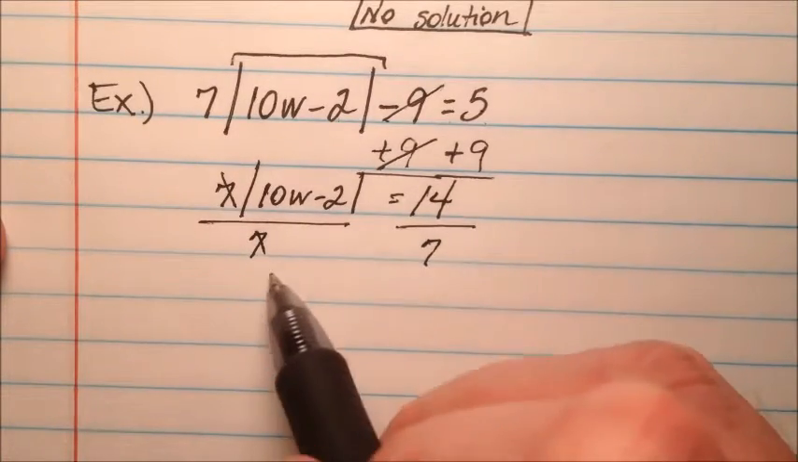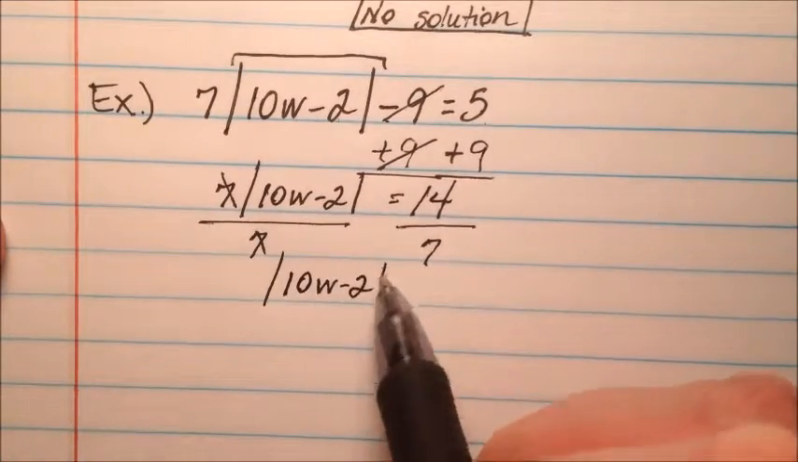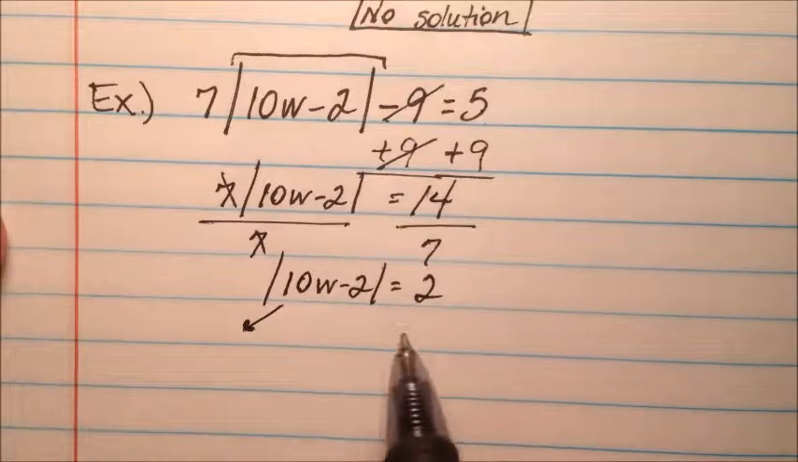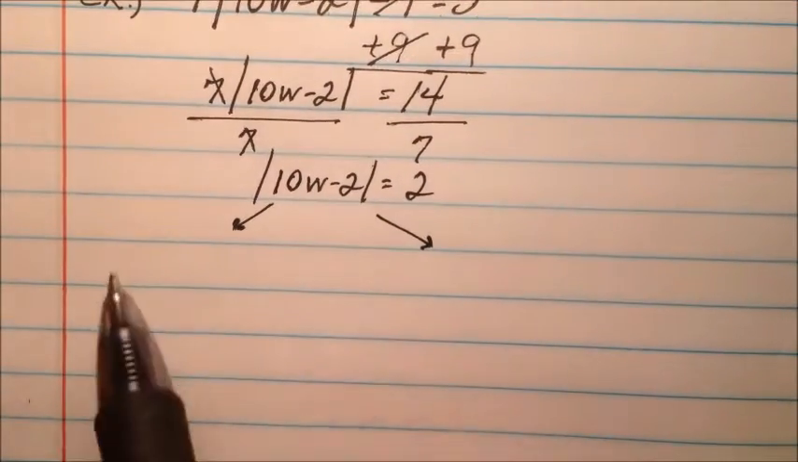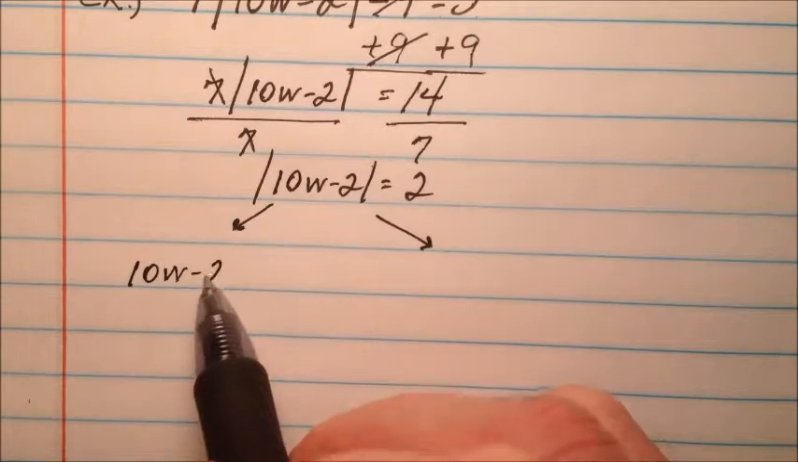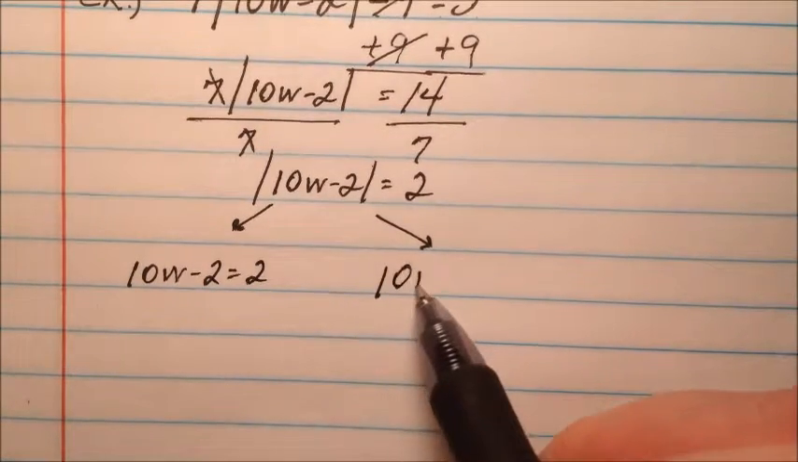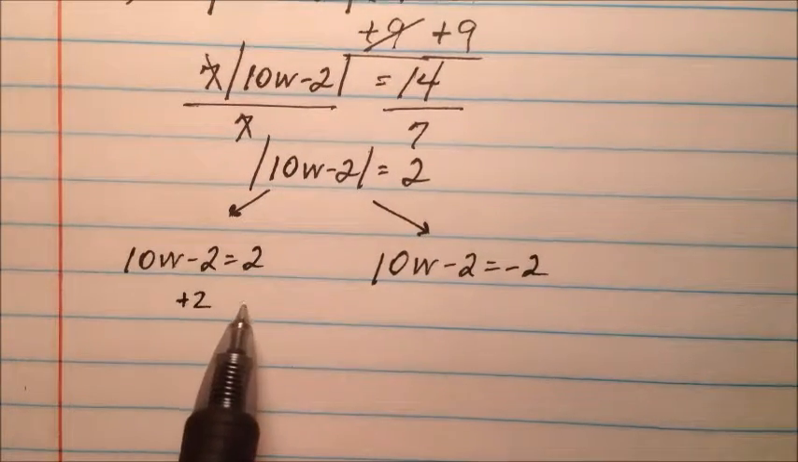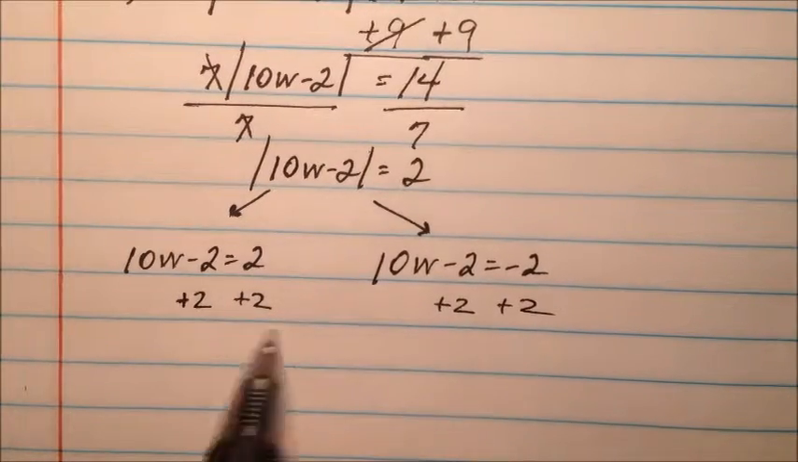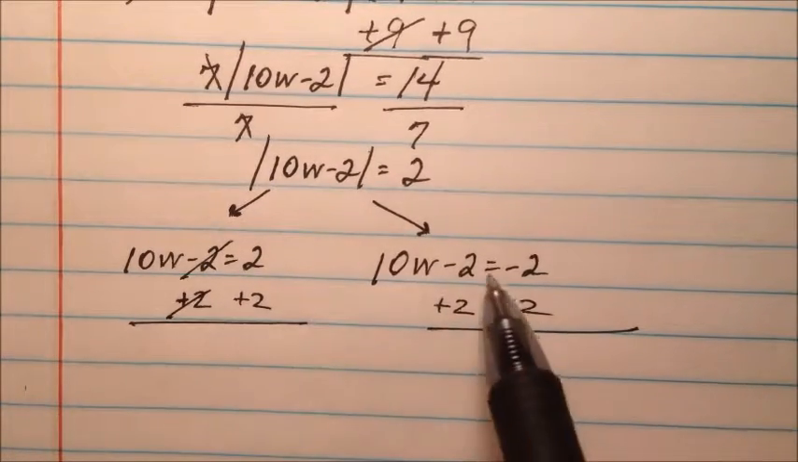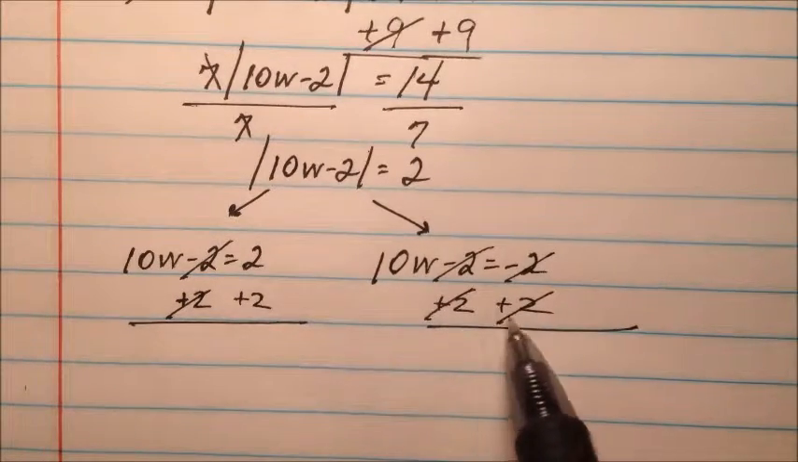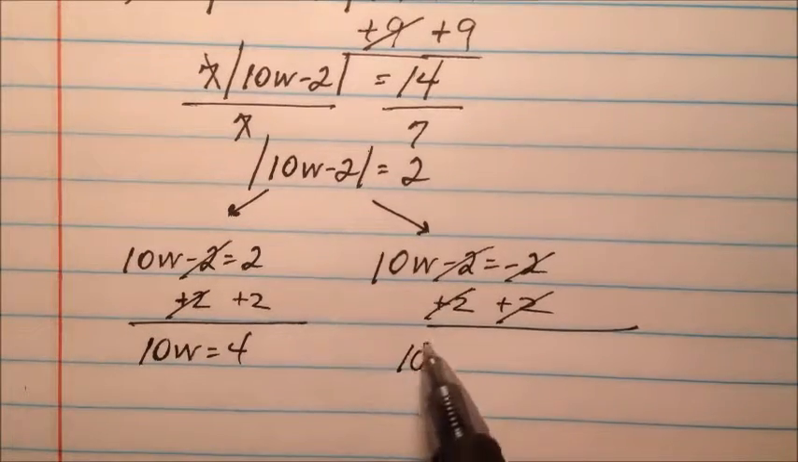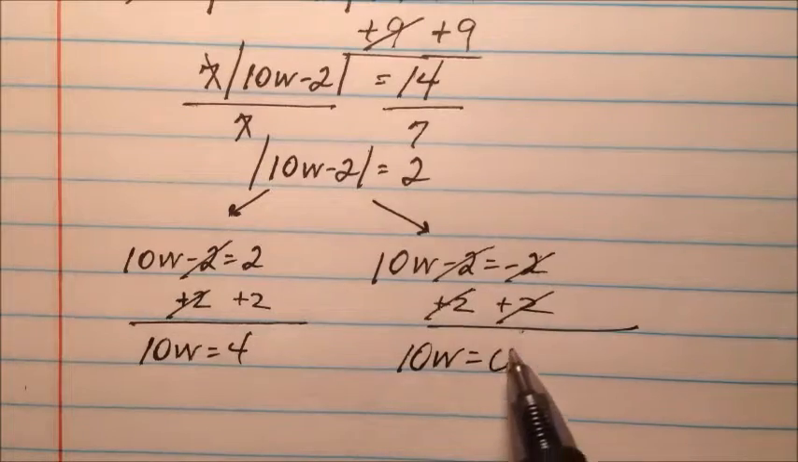My 7's there cancel. So I have the absolute value of 10w minus 2 equals, and 14 divided by 7 will be 2. Okay, everything looks okay so far, so let's break it up into 2 separate equations. So I can say my 10w minus 2 equals 2, and I can say my 10w minus 2 equals negative 2. Using my properties of equality, I can add 2 to everything here on both sides of both equations. So these 2's cancel, these 2's cancel, and it looks like actually those 2's cancel as well. So I'm left with 10w equals 4, and also 10w equals, well, those canceled out, so really just 0, isn't it?